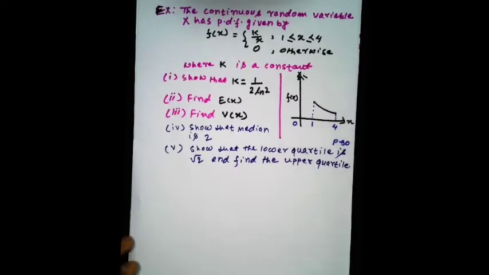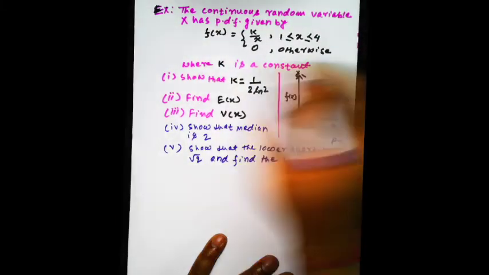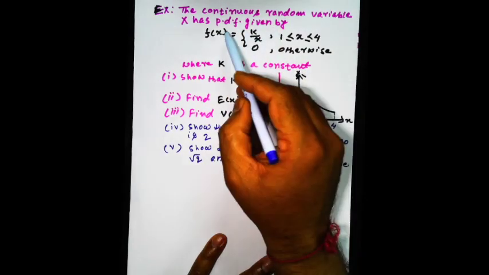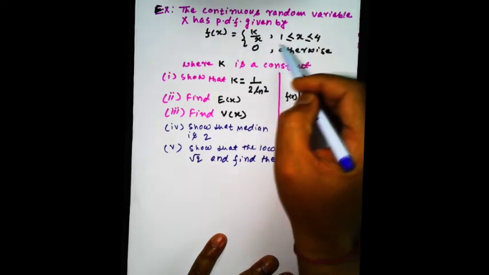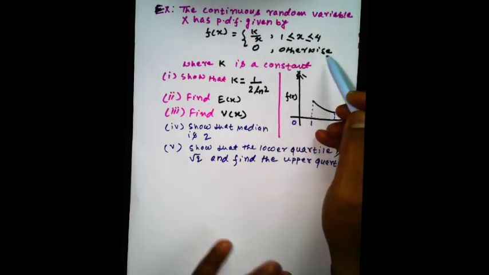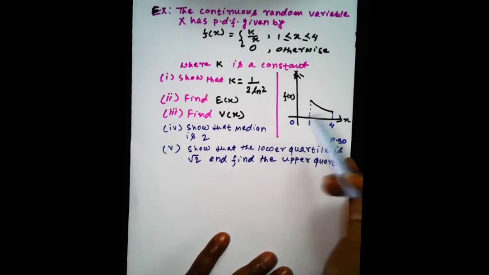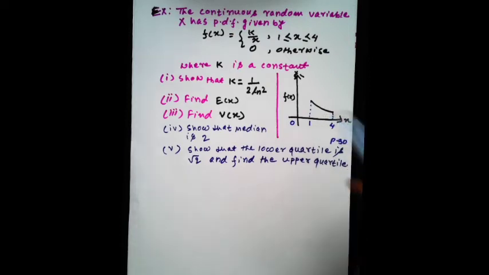Okay, let's talk about another example. This example states that the continuous random variable x has PDF, that is probability density function, given by f(x) equal to k by x for x between 1 and 4 inclusive, and then 0 otherwise. And then you can see the graph of this function. So this is a reciprocal function. So if you use your knowledge in sketching the graph, your graph will be like this.